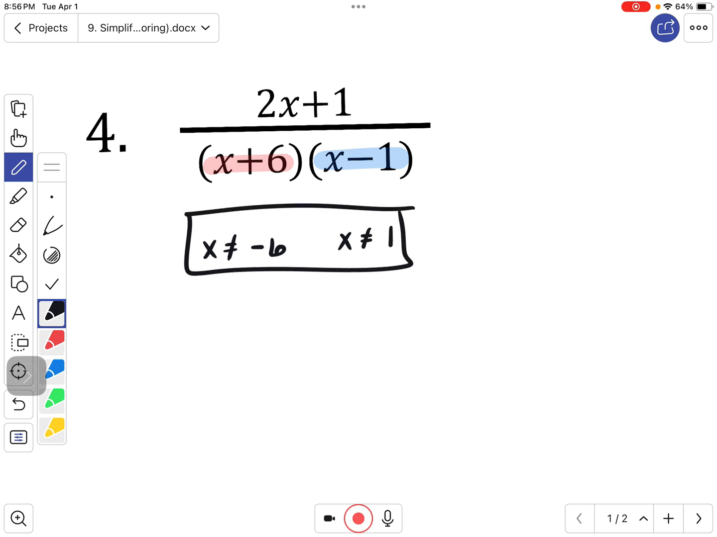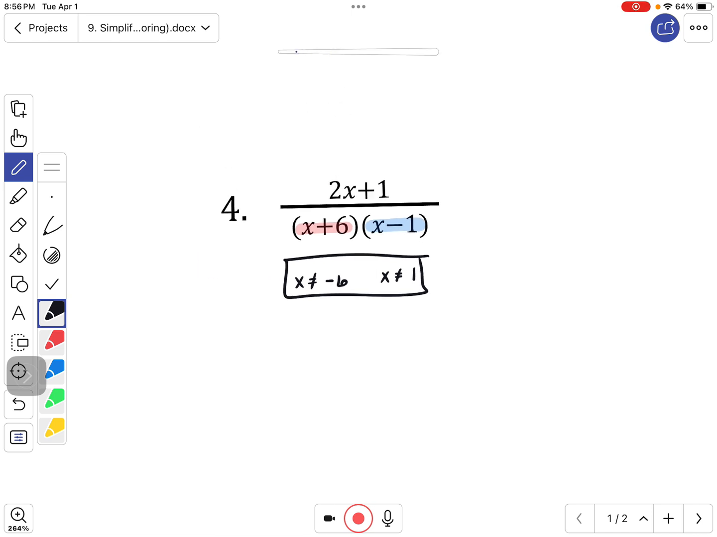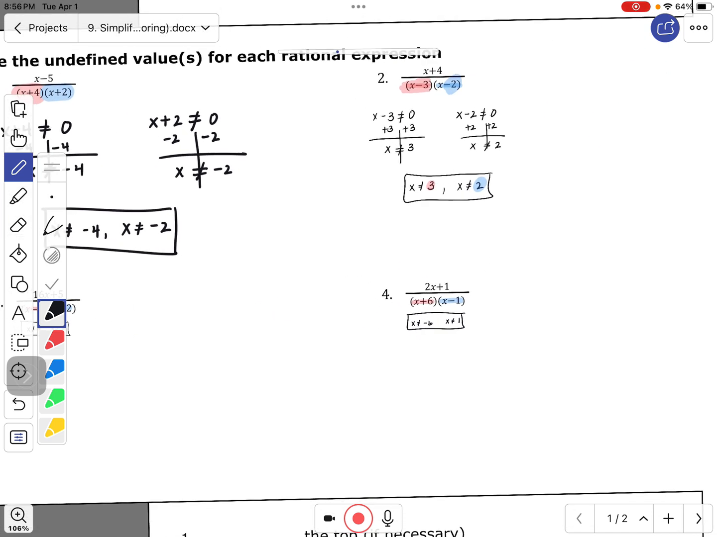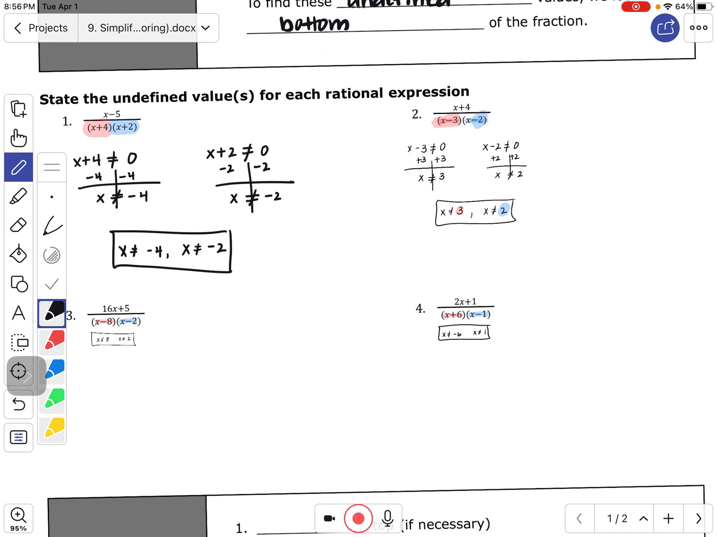Okay, so that's the fast way how you would find the undefined values when your x is by itself. If your x is not by itself, meaning it has a number like 2x plus 6, it's going to change a little bit, but not by a lot. And I think you're going to find this method that we're doing is quick and easy for you.